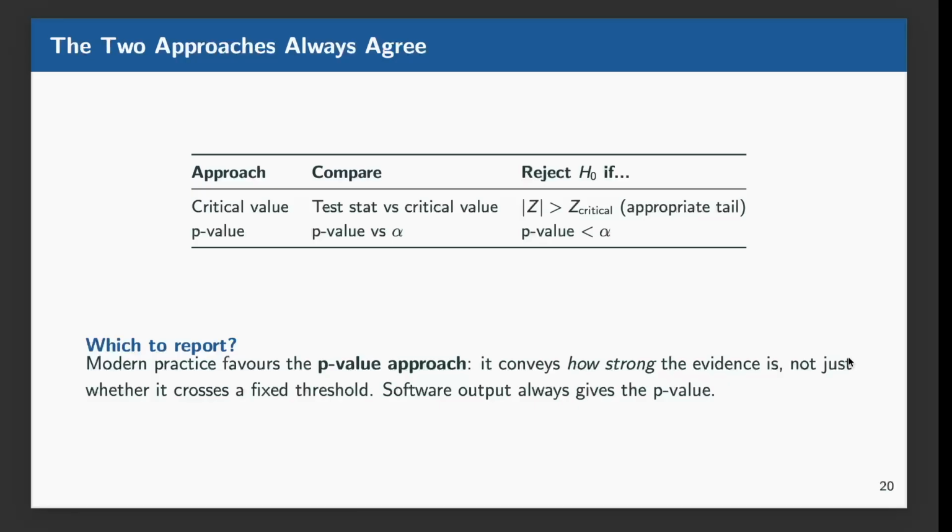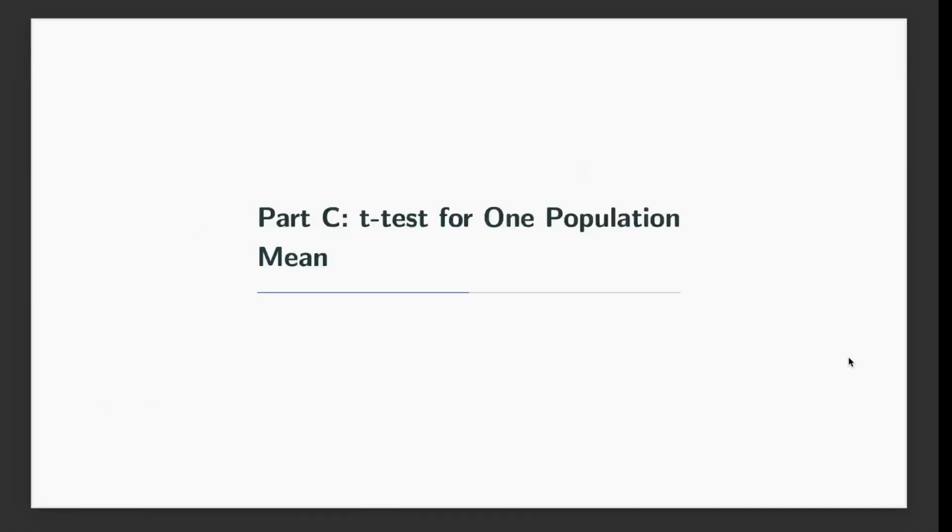Let's go meet the t-test. Welcome to Part C, the t-test for one population mean. Same 5-step procedure, same underlying logic. We are simply swapping tools for the situation where sigma is unknown and our sample is small.